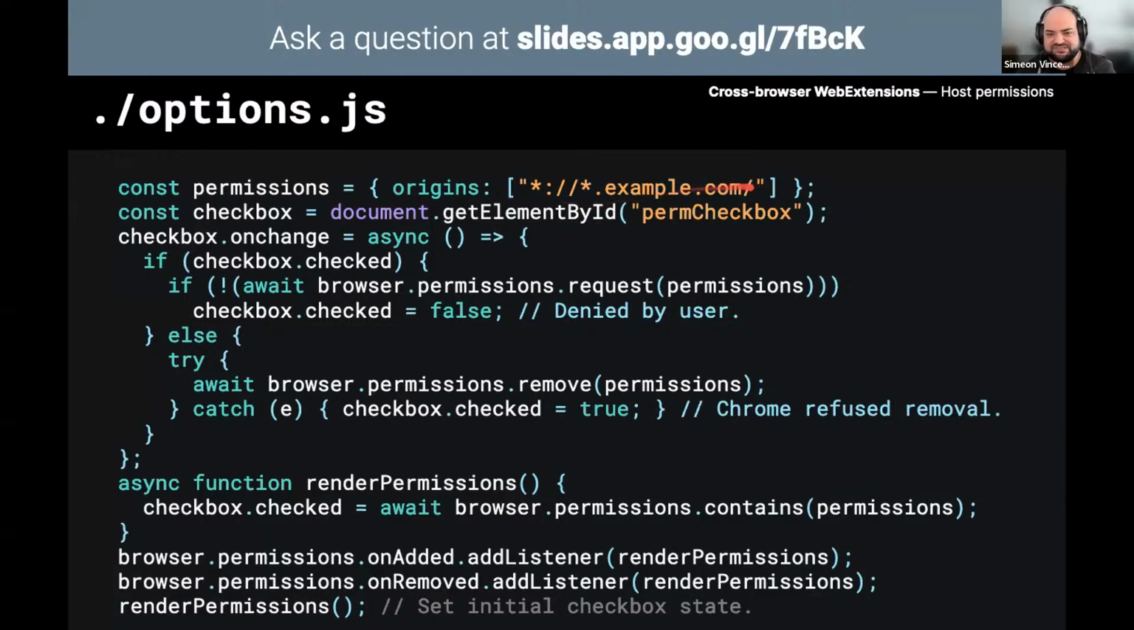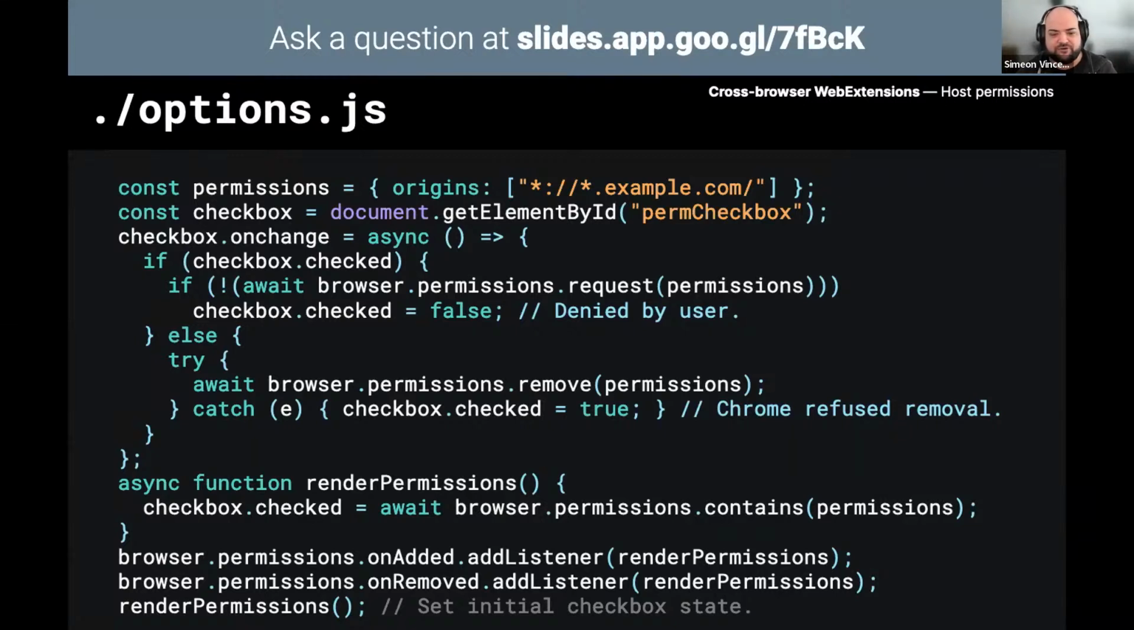The permission here is this example.com pattern. And if the checkbox was checked and it has now become unchecked, then we are going to call remove in order to remove the permission. And this case, as I mentioned before, covers Chrome's refusal to remove the permission.